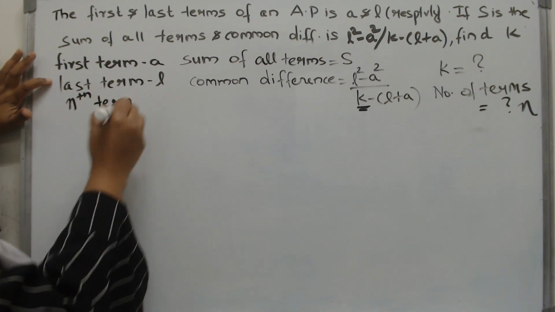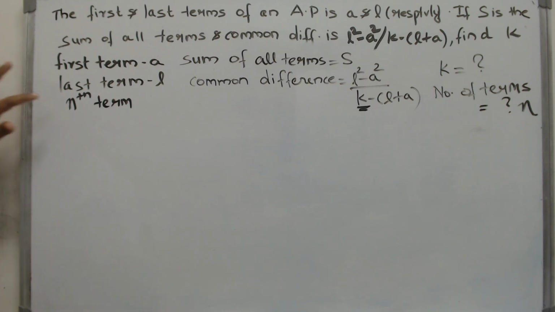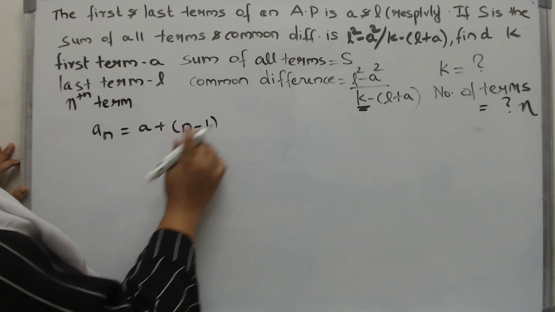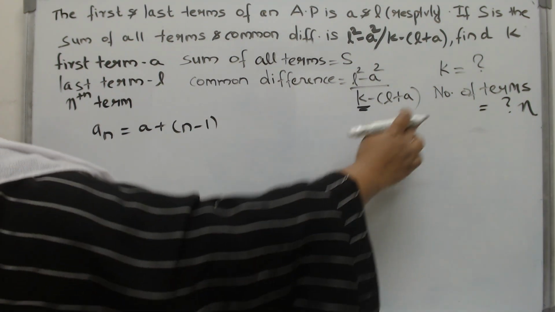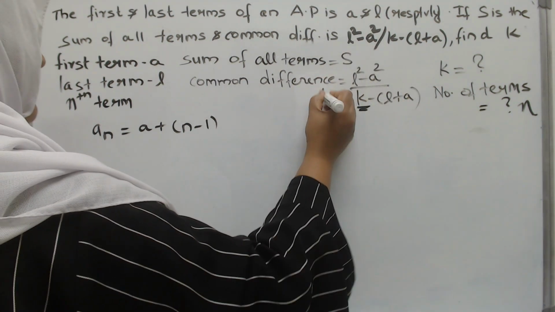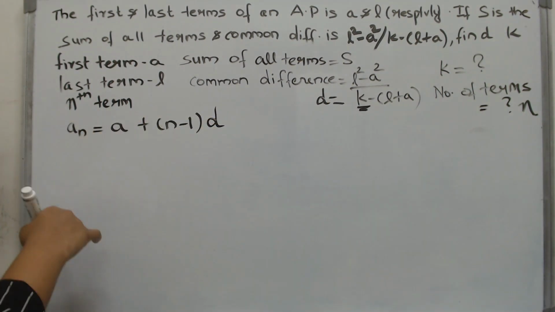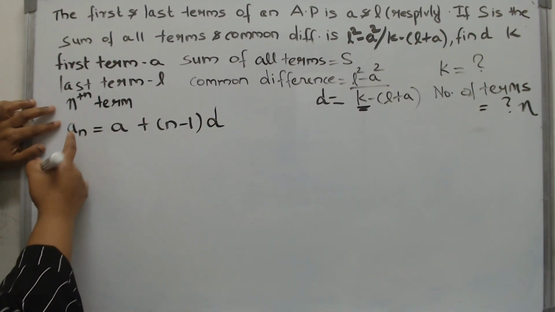Now what is the equation? What is the formula for the nth term? The first term plus (n minus 1) into the common difference. Instead of using this whole thing, I will just use a d. It will be easier to calculate and we will put it back when we need. Now what is the nth term?